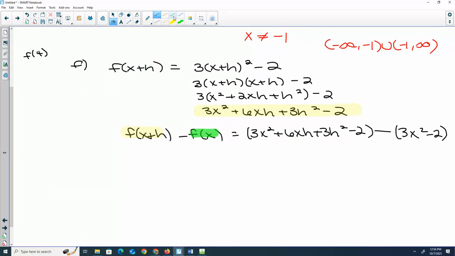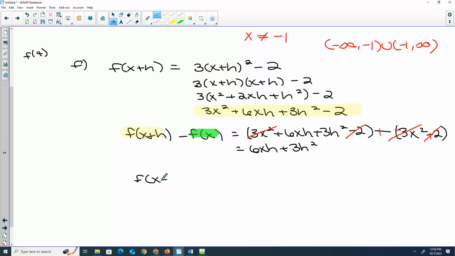So if you want to subtract, distribute your negative. 3x squared and negative 3x squared cancels. Negative 2 and positive 2 cancels. So we get 6xh plus 3h squared.